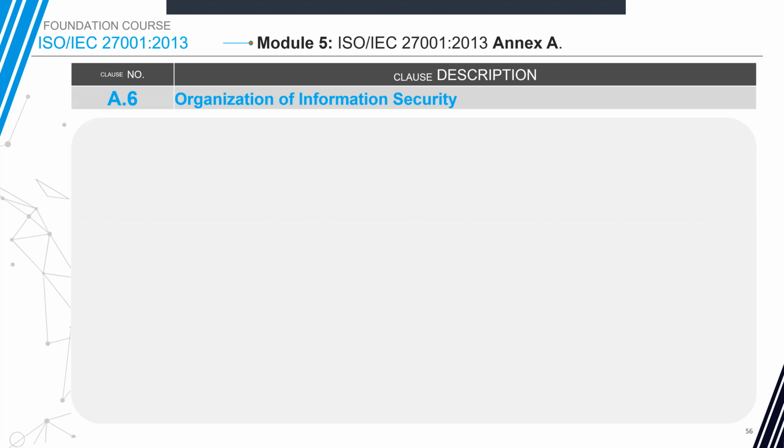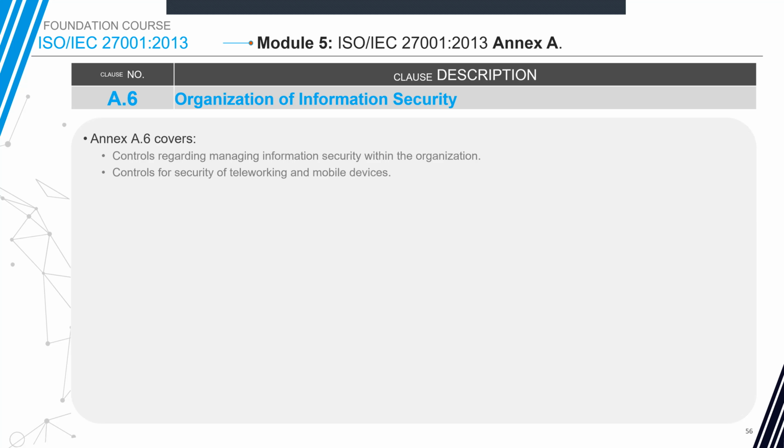Organization of information security. Gentlemen, when you hear organization in ISO, it means roles and responsibilities. It means roles and responsibilities, okay? Annex number 6 covers two different controls. What are these controls? Number one, managing information security within the organization with the roles and responsibilities. The second one is for security of teleworking and mobile devices.